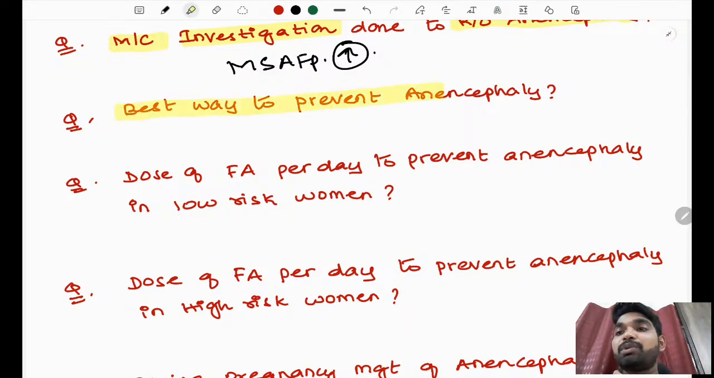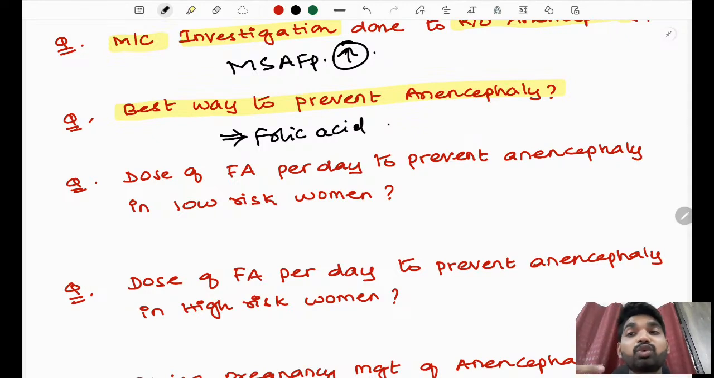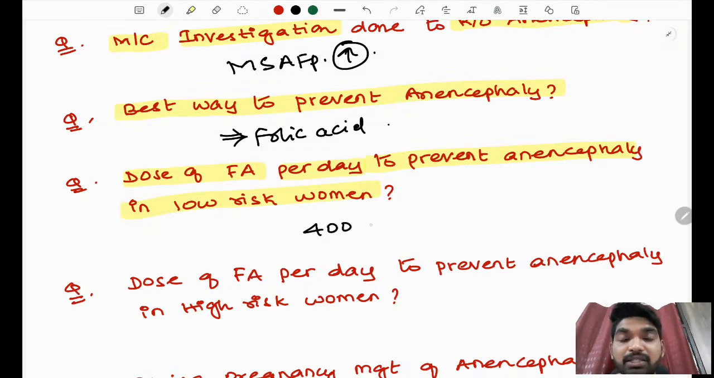Next, the best way to prevent anencephaly. Folic acid supplementation. I've already told you how to give it in the high risk group and the low risk group. What is the dose of folic acid per day to prevent anencephaly in low risk women? Excellent, Vinita. Yes, 400 micrograms.